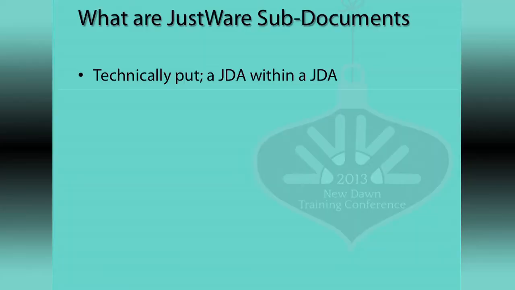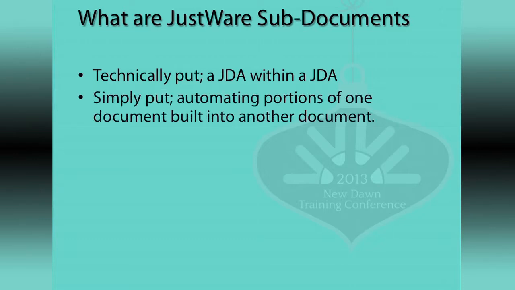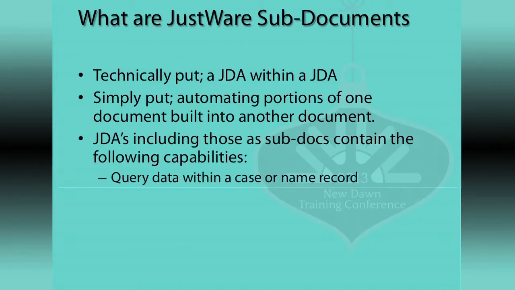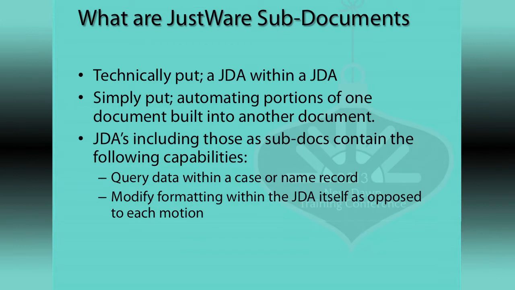Yeah, I definitely believe in why do it twice. So JustWare sub docs, like I just admitted, are just JDAs. And then you're just telling a specific template, hey, let's pull this portion of a document and put it into another portion of a document. So you're just building on stuff that you've already done, reusing everything that you've already used before. The following capabilities are within a JDA, in case you don't know: you can query data within a case or name record, and you can modify formatting within the JDA itself as opposed to each individual motion.